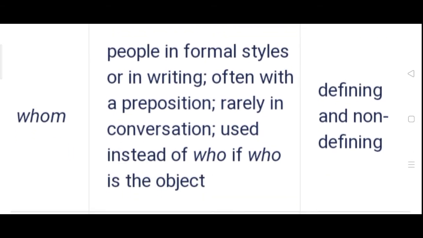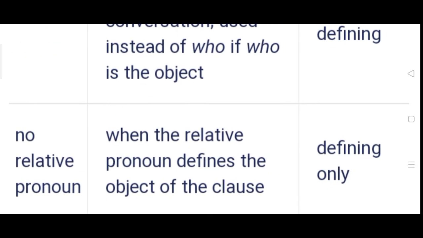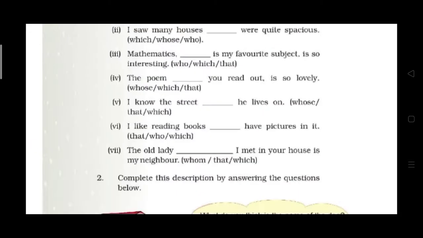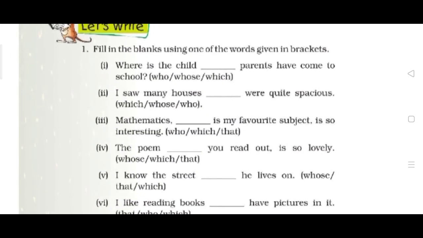And then whom: people in formal styles or in writing, often with a preposition, rarely in conversation, used instead of who if who is the object. So if who is the object, you can use the word whom. Then when the relative pronoun defines the object of the clause, there is no need to use a relative pronoun. Okay.